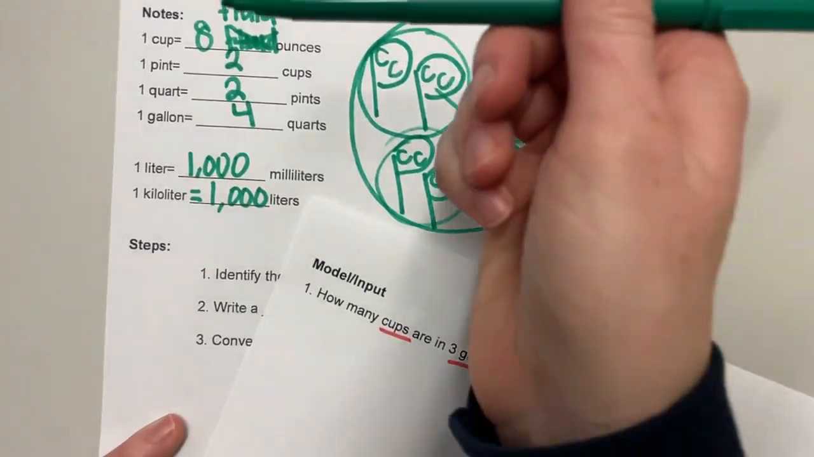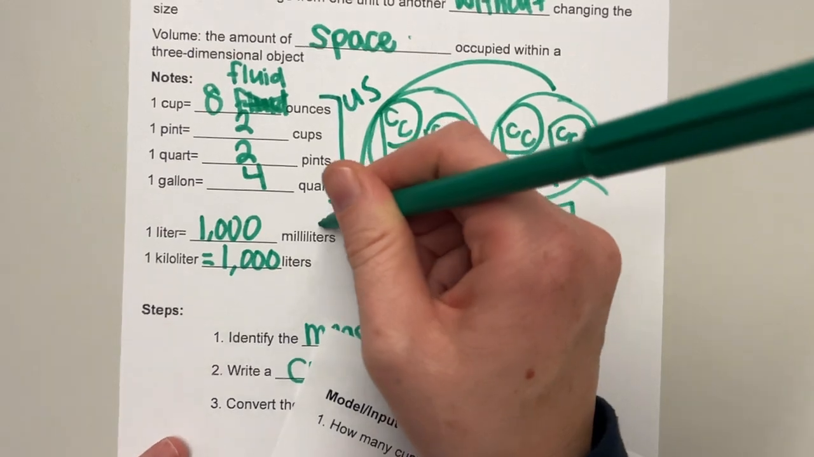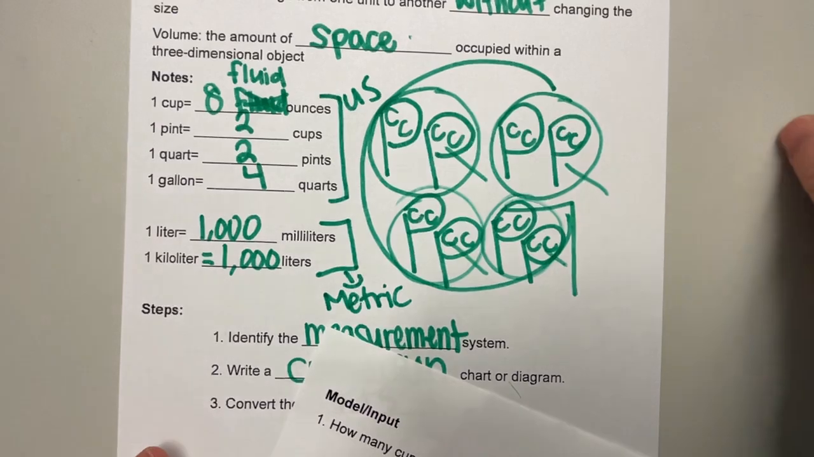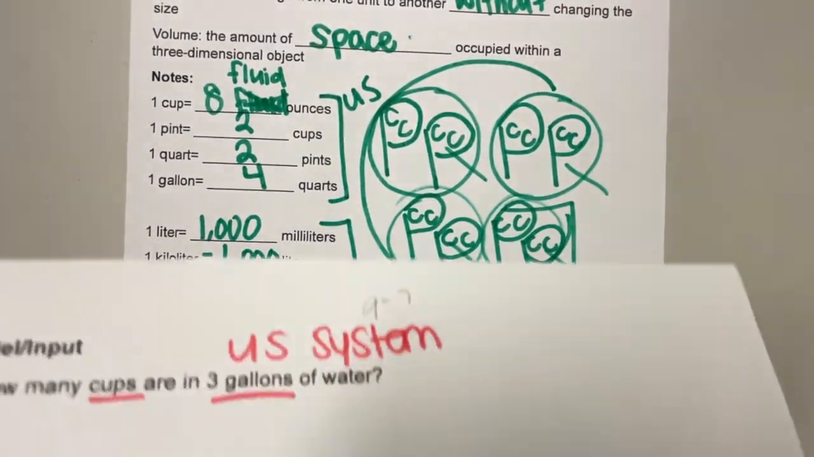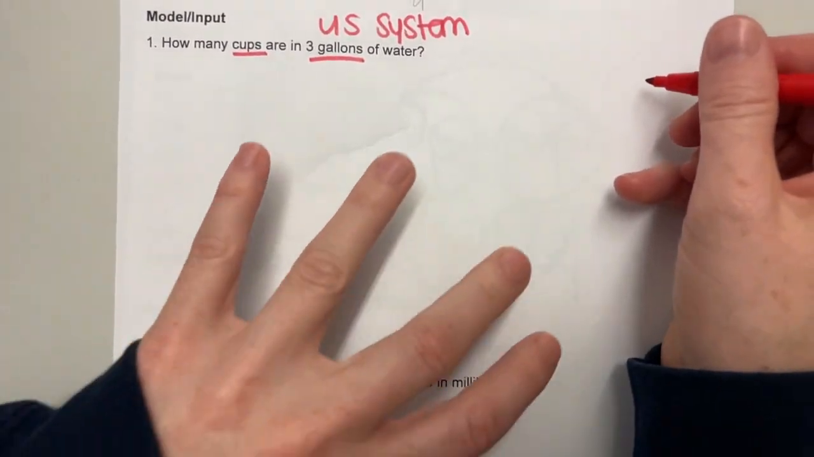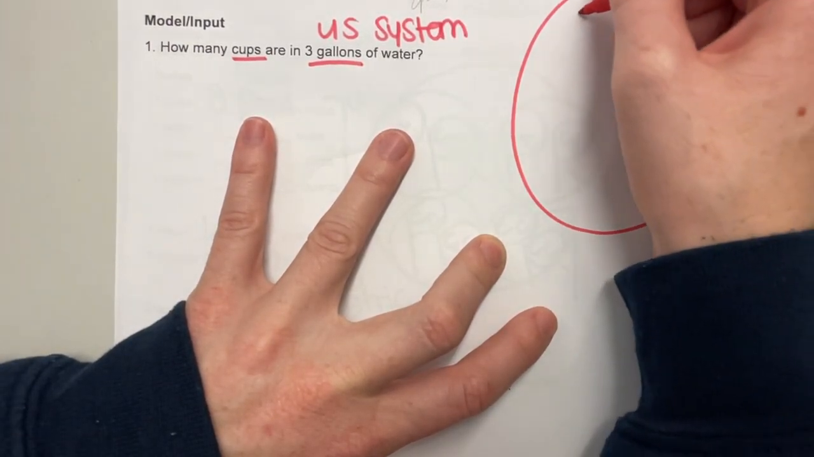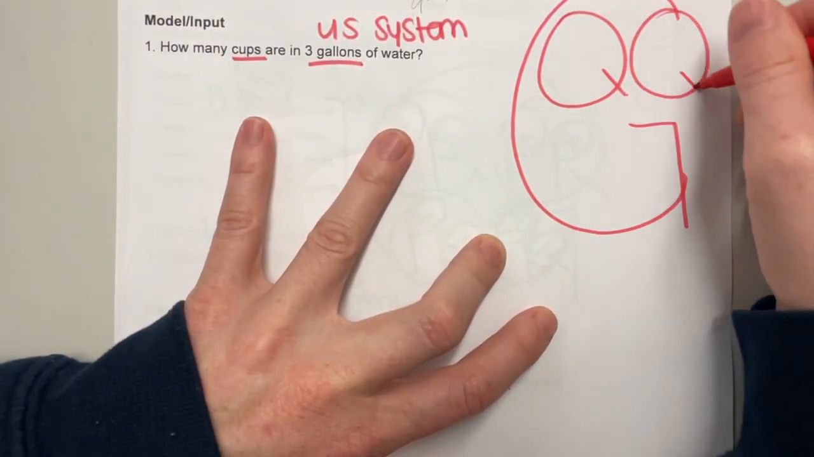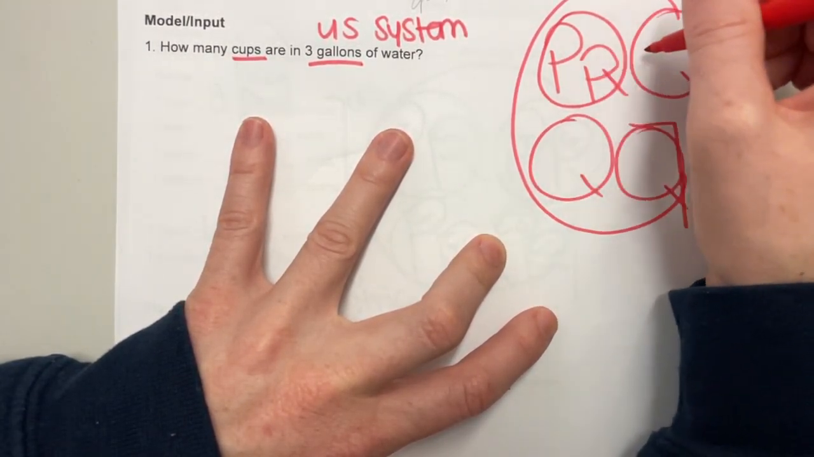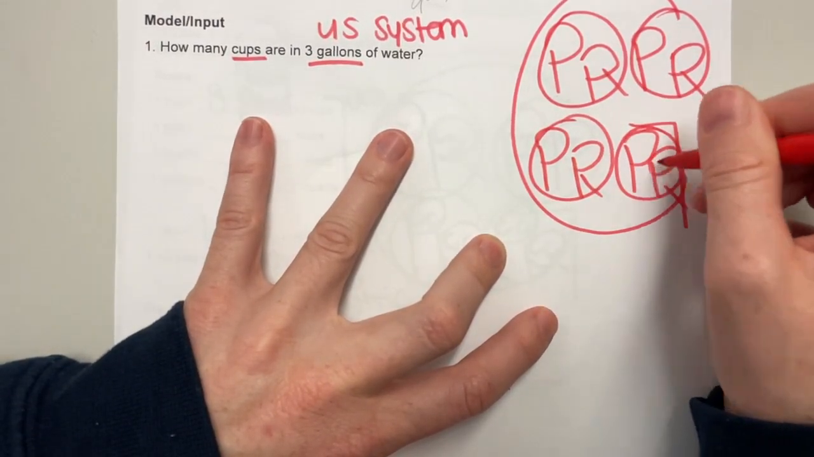I forgot to mention, so add this into your notes, that this is US and then this is the metric. Okay, getting out that red pen again. So if I'm using the US, one way to help me is draw out my gallon land. There are 4 queens. Each queen has a prince and a princess, and then each prince and princess has 2 kids.